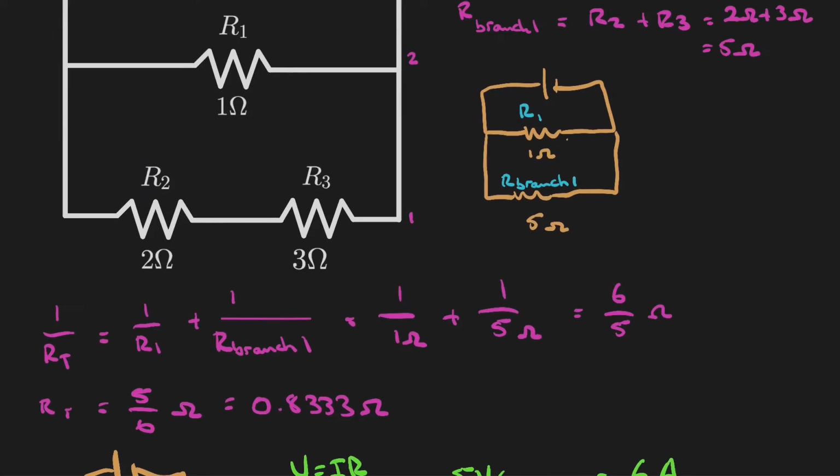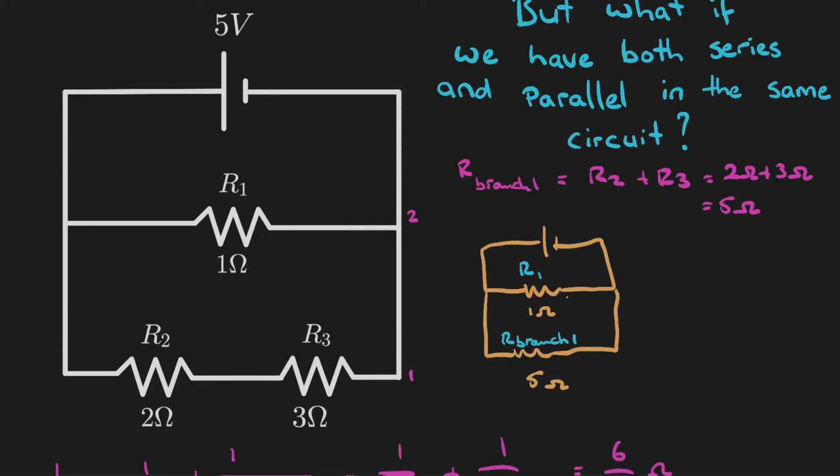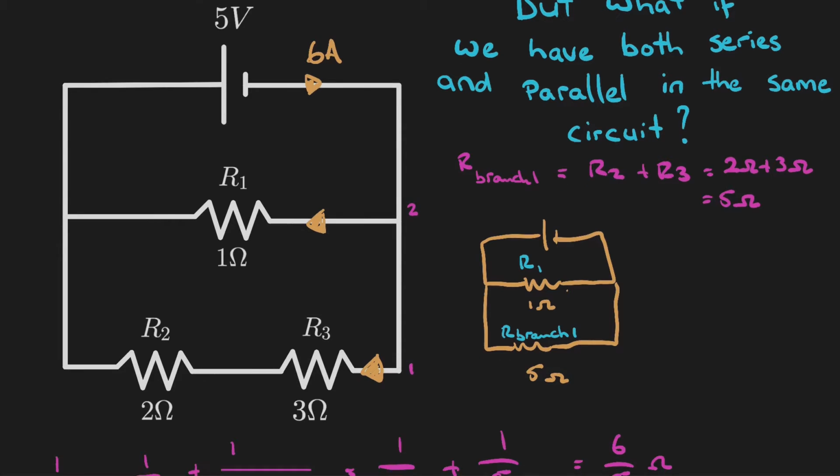Okay? So now we know that we have 6 amps flowing through there. But we need to know what current is flowing through there and what current is flowing through there. Okay?